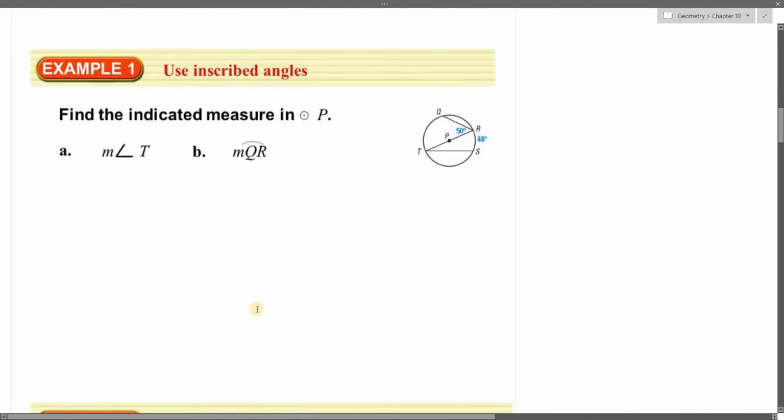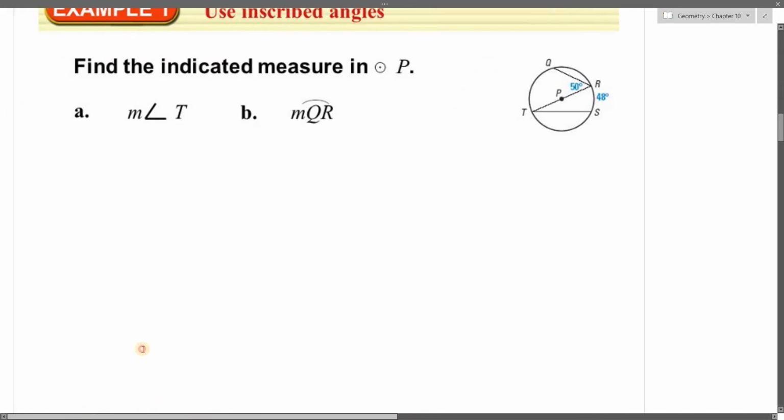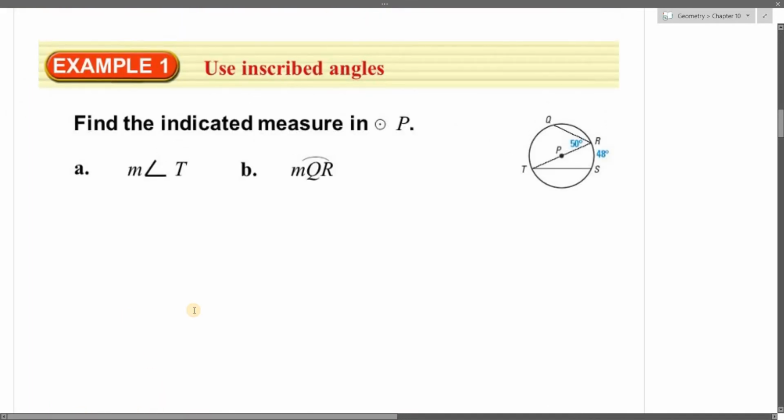Example 1. Find the indicated measure in circle P. So, find the indicated measure. And so we have two types of angles. What kind of angles are these? They're not central angles, they're inscribed. And so just to get that word kind of floating around in your brain, it's an inscribed angle. Okay, well, inscribed angles touch arcs. And so you'll notice this 50-degree angle right here and this arc that it intercepts. Also, you will notice that there is an arc that's intercepted over here that's 48 degrees, but there's also an inscribed angle here.